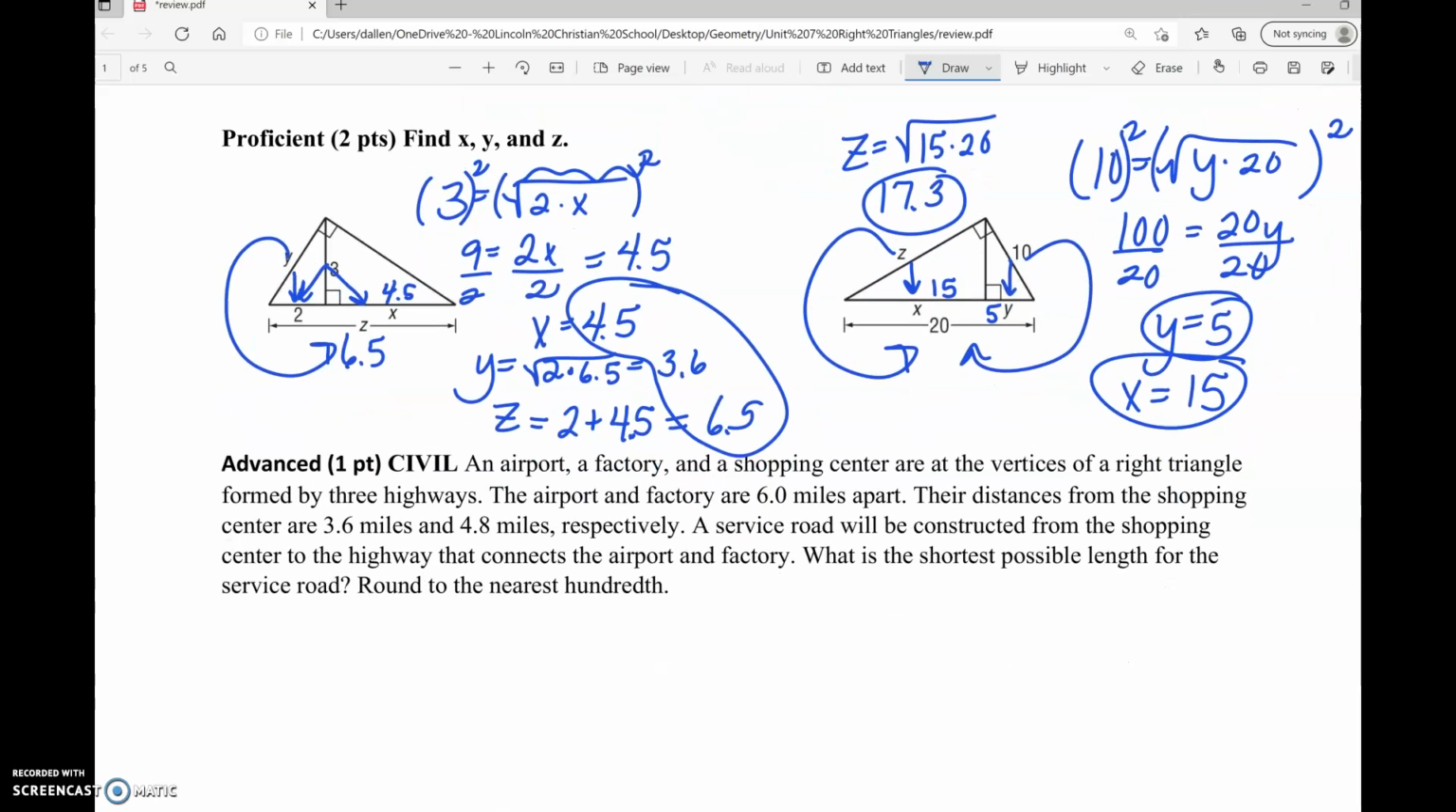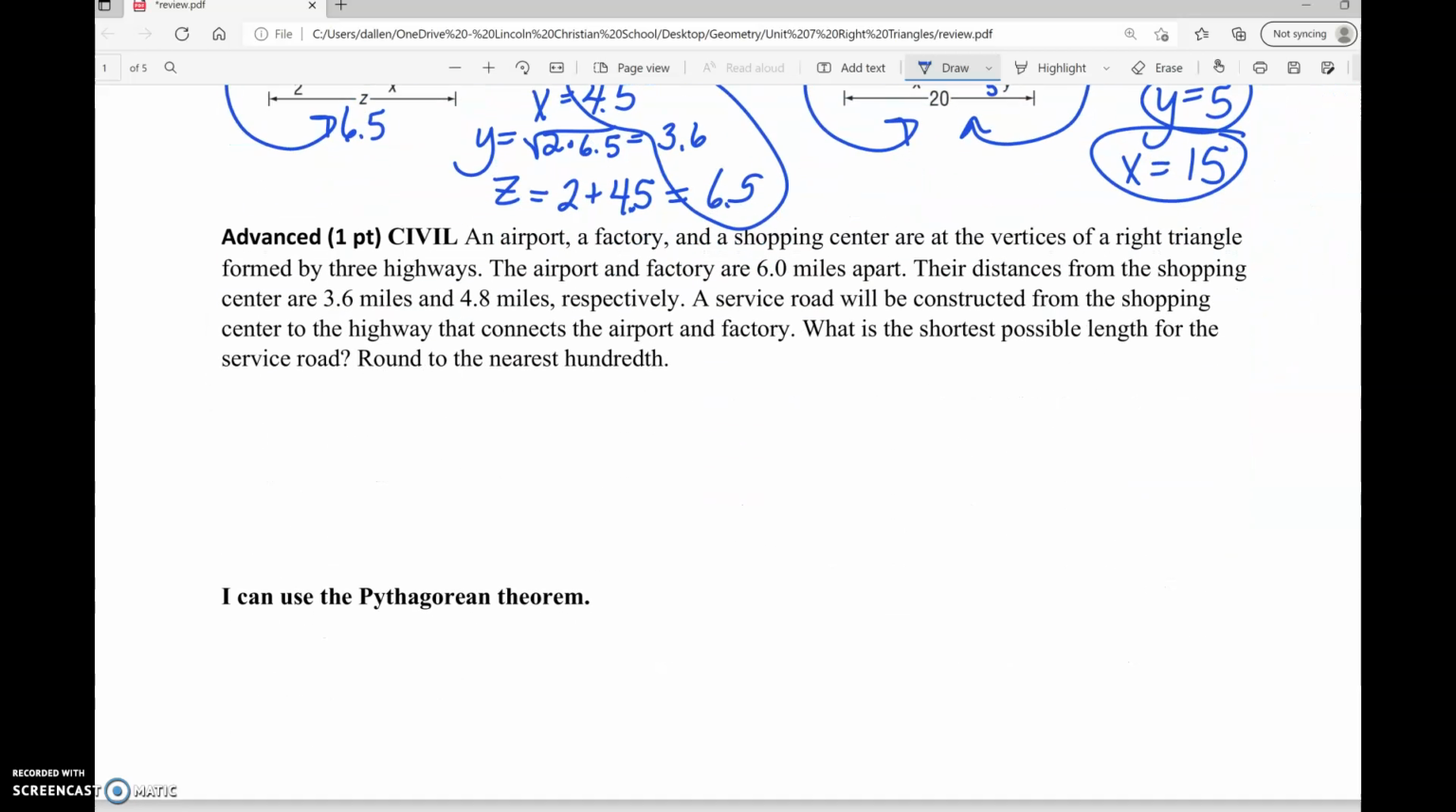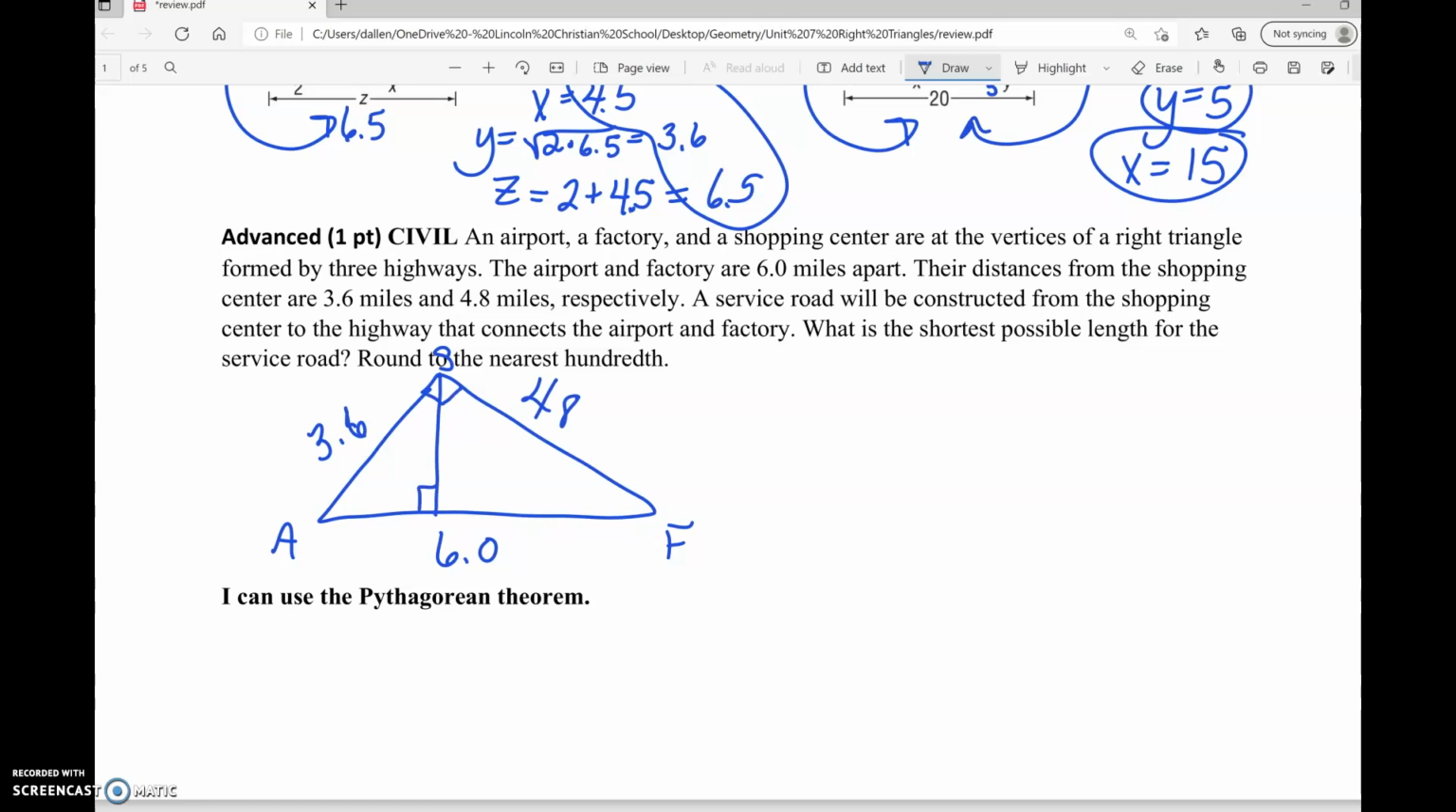Right. And then the advanced here: an airport, a factory, and shopping center are at the vertices of a right triangle formed by 3 highways. The airport and factory are 6 miles apart, so since that's my biggest amount, I know the airport and factory have to be my hypotenuse. So that is 6. And then their distances from the shopping center are 3.6 and 4.8. And it doesn't really matter how you draw that, but we want to make this service road right here.